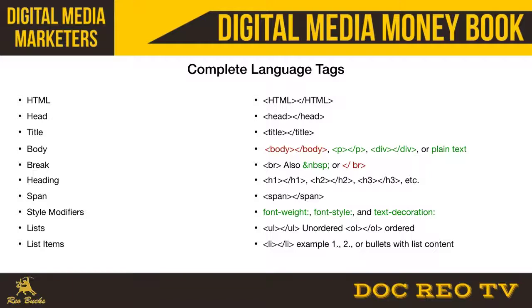Now, the list items. List items are LIs. So before you get into a list, you'll see an open and close UL or an open and close OL to stand for unordered or ordered. Then in between the UL and OL, you'll see list items that actually stand for the 1 or 2 or the bullets with the list content. That'll make more sense when we get into the actual demonstration.